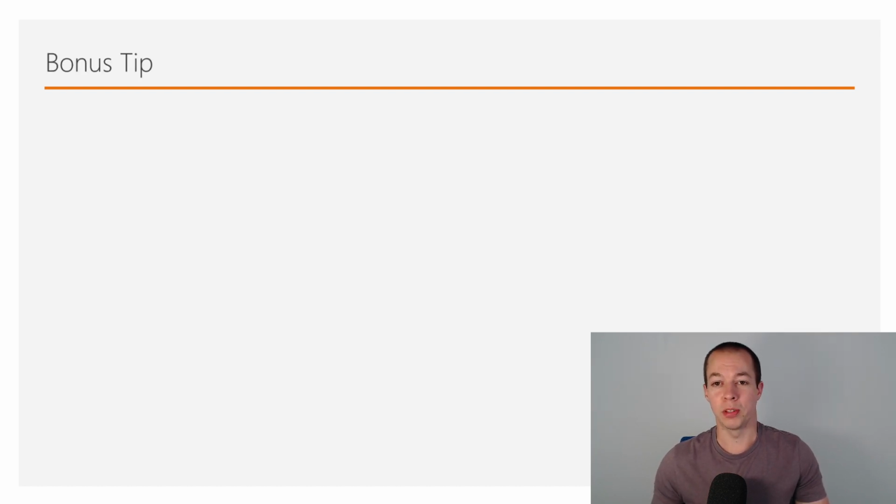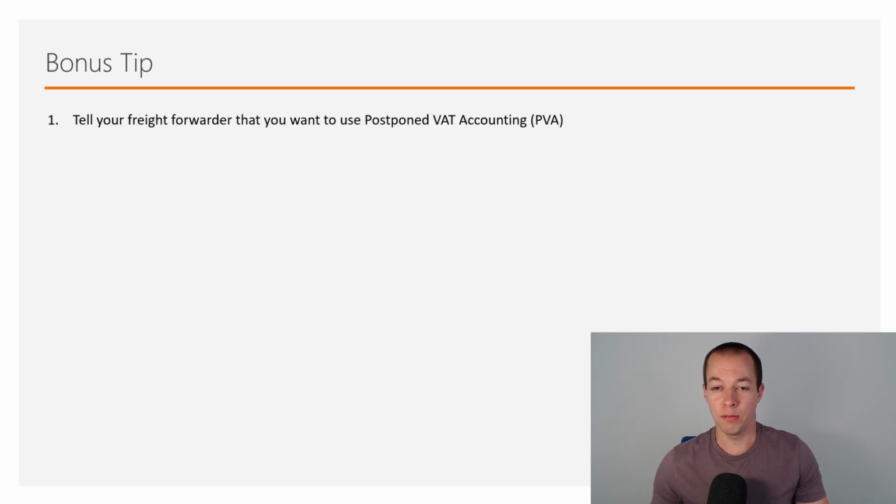Now, before I wrap up this video, there is a bonus tip I want to give you, as this will apply to some sellers and will really, really help. It's something I've been using and it's really, really helpful from a cash flow perspective. So what I want you to do if you're using a freight forwarder is to tell them that you want to use the postponed VAT accounting scheme, or the PVA scheme. You're also going to need to tell your accountant this as well.